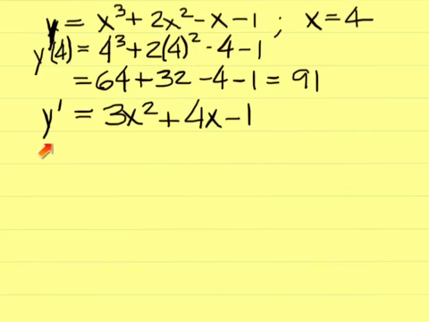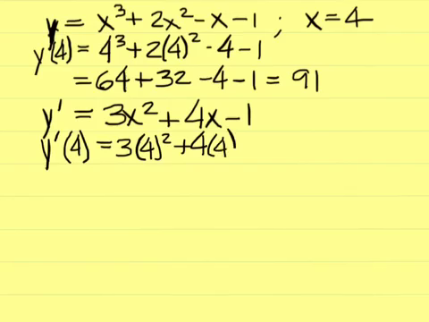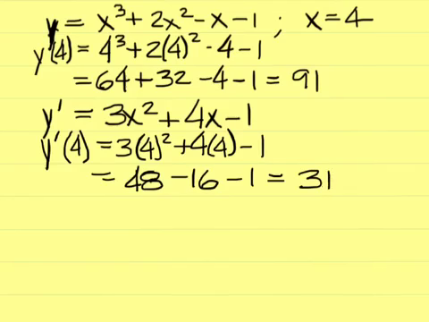Now evaluate y prime for 4, and you'll have 3 times 4 squared plus 4 times 4 minus 1. 4 squared is 16 times 3 is 48, and then plus 16 minus 1. Oh, that mark didn't go on there, so that changes the whole thing. That would be 64 minus 1, that's 63.